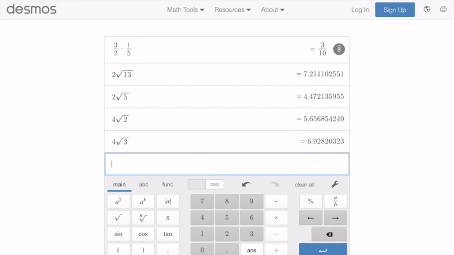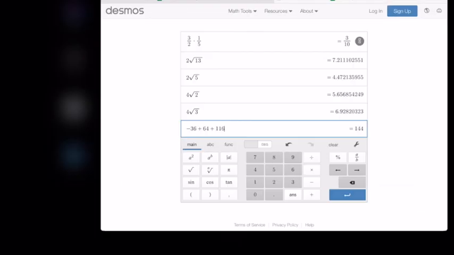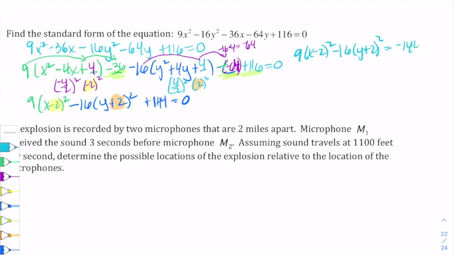So we do negative 36 plus 64 plus 116. Gives us 144. So this equals plus 144. That equals 0. So remember, we want this to equal 1. So I'm going to move the 144 to the other side. So then that gives us 9 times x minus 2 squared minus 16 times y plus 2 squared equals negative 144. If I want this to equal 1, that means I have to divide by negative 144.